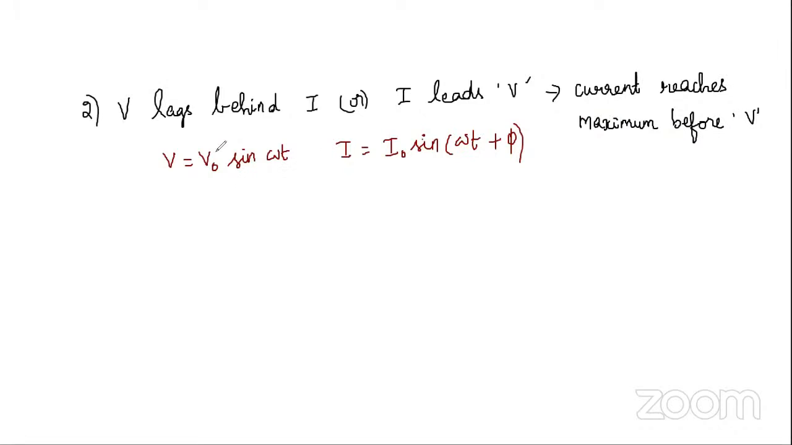You can have the other forms as well. If V equal to V naught sin omega t minus pi, then I is equal to I naught sin omega t. So this scenario explains that voltage lags behind current. And how can you represent this? Here current reaches maximum before voltage.